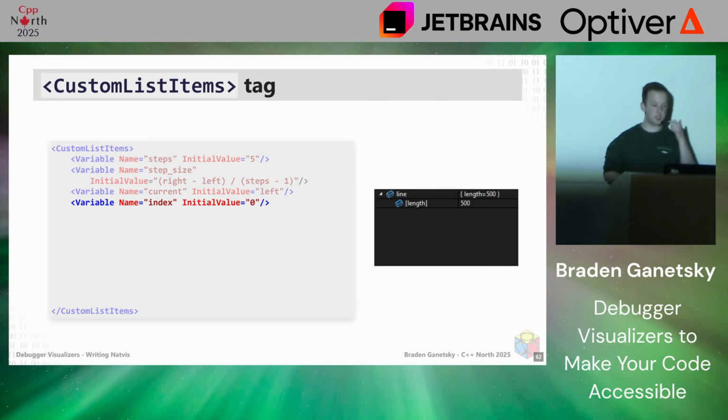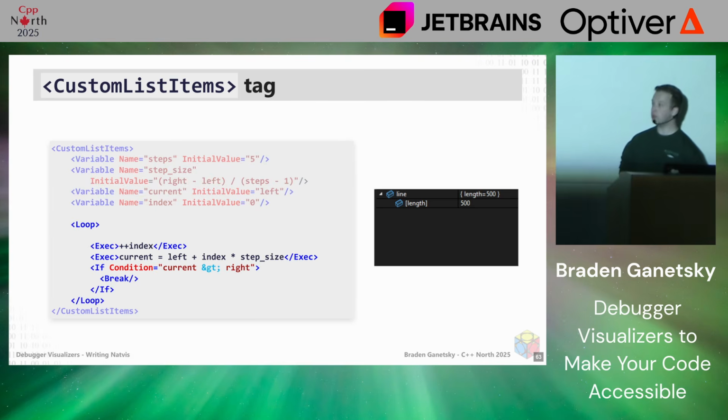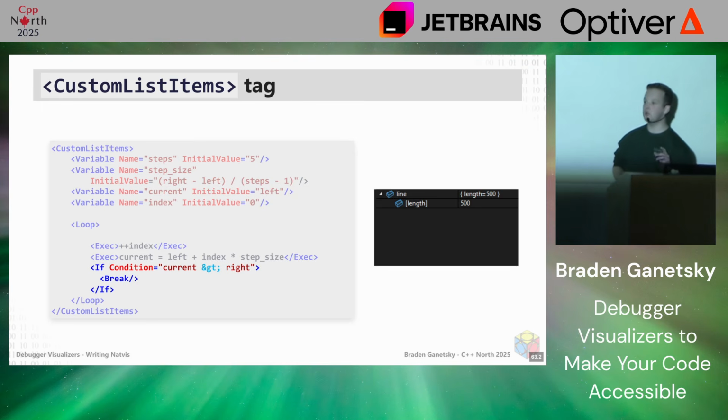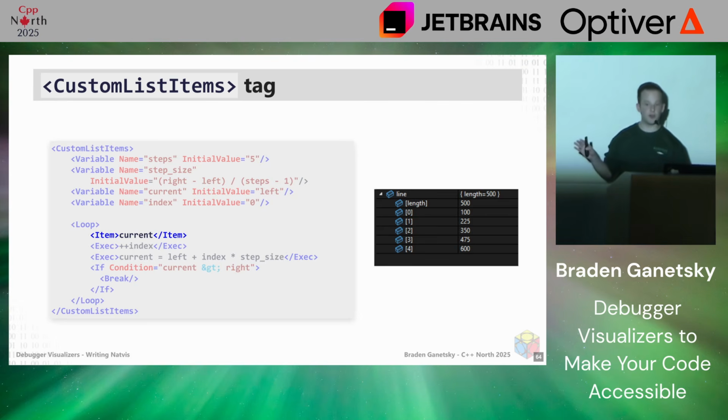So now, let's do some logic. Let's create a loop. We execute ++index. Yes, this does have a side effect, in fact. And then we can execute current equals left plus index times step size. And in doing that, we have calculated the new current. If the current is greater than the right, let's break out of this loop, and that's our custom list items. But I also want to output the items, so let's do it here. We have just whatever the current is at that point, we want to output it. I don't specify a name, and therefore it just outputs as 0, 1, 2, 3, 4. Perfect.